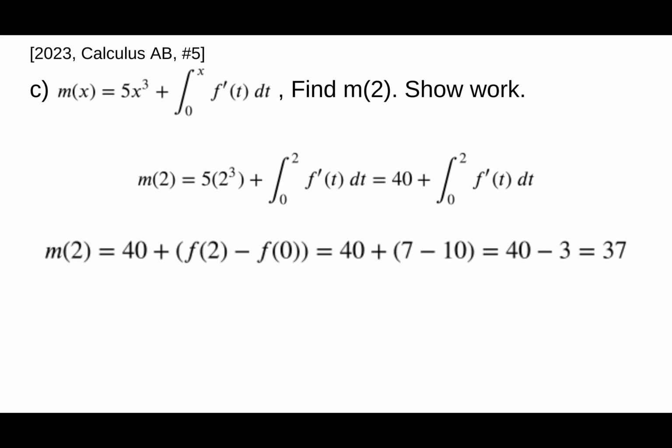f of 2 is 7. f of 0 is positive 10. And 40 plus negative 3 is 37. So m of 2 is 37.